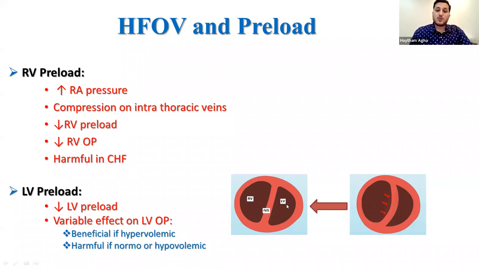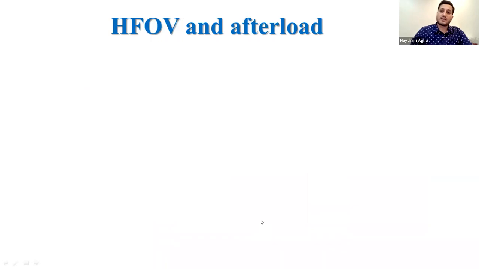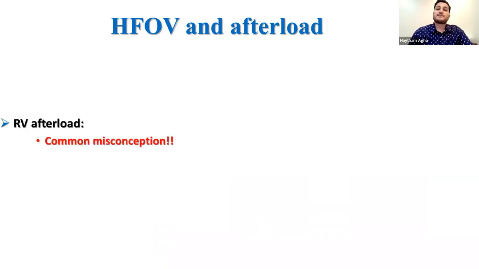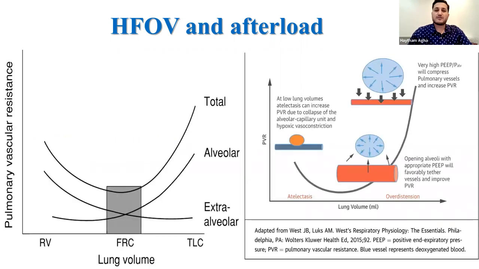If the patient is normal or hypovolemic, we'll find this interventricular septum bulging the other way. This also will impair the LV output. Regarding the afterload, there's a big misconception that high frequency ventilation, especially, and all types of positive pressure ventilation, will increase the RV afterload at all times. But this is actually not 100% true.